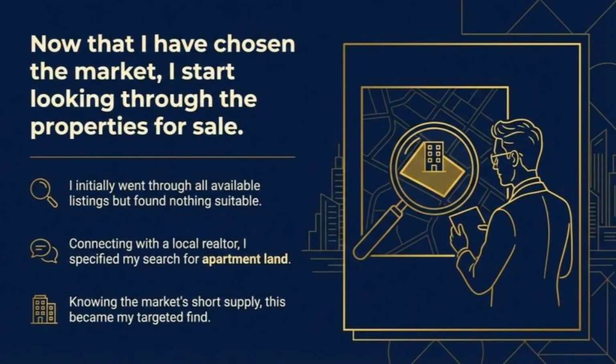So now that I've started with the market and I've chosen a market for this project, I start looking through the properties for sale. Initially, when I was in this market, I really liked the market because it's a tight market, it was high velocity. And in my research, I figured out that they were in short supply of apartments. So I immediately started thinking, you know what? I'm going to look for something that's for sale, that's on apartment ground where we can either divide off some ground or we can build some more apartments. So I went through and I looked at everything for sale. I wasn't able to find anything.